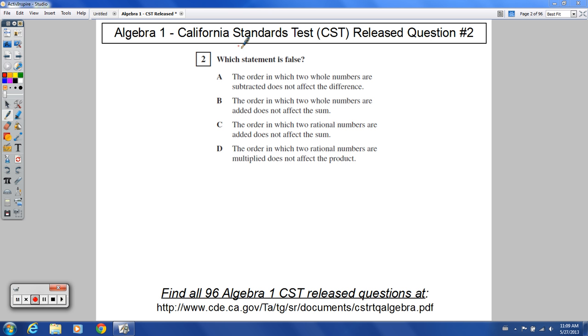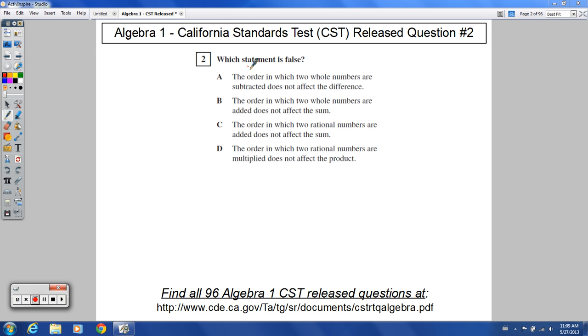But it's a great review not only for the CST with these videos, but also for any Algebra 1 final exam, comprehensive test, cumulative test, or even just an overview of Algebra 1 if you're wondering what you're getting into by getting into an Algebra 1 class. But let's check out question number 2 now.